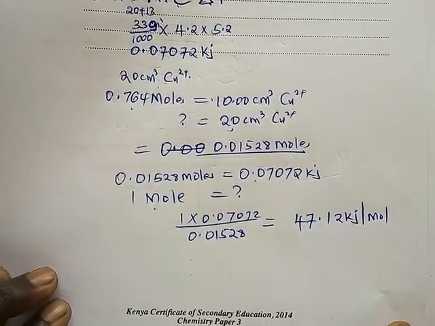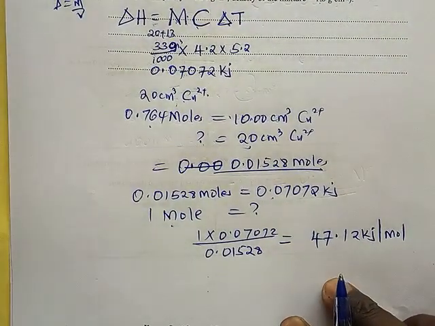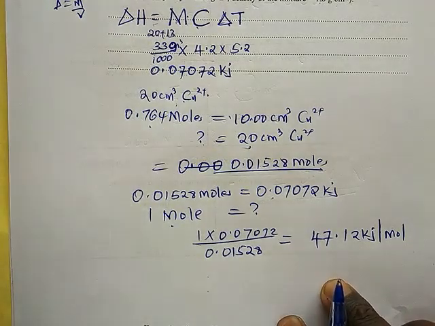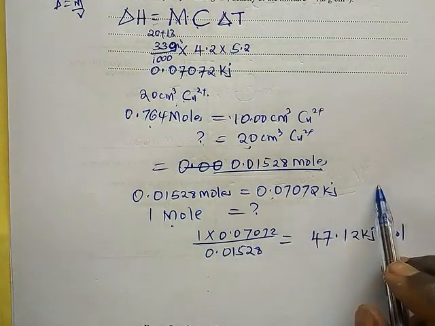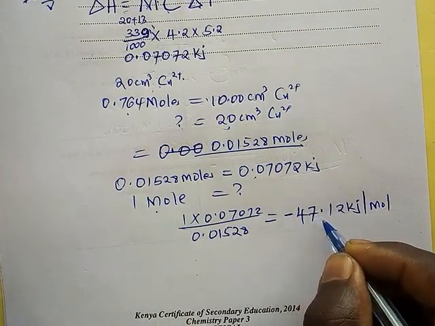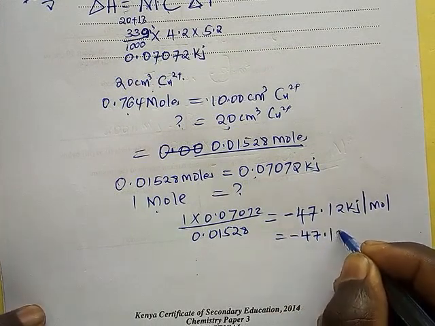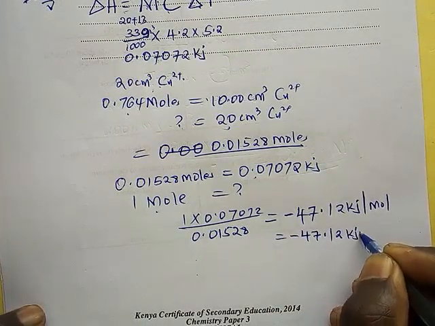But before you put your pen down, you must remember, was the reaction exothermic or endothermic? The reaction was exothermic because the temperature was increasing. Therefore, our answer is negative 47.12 kilojoules per mole.